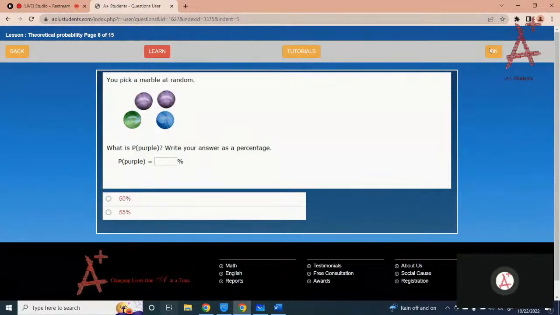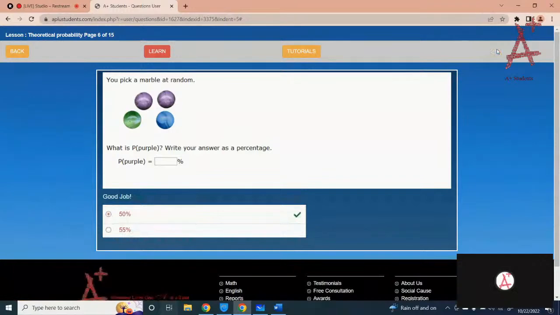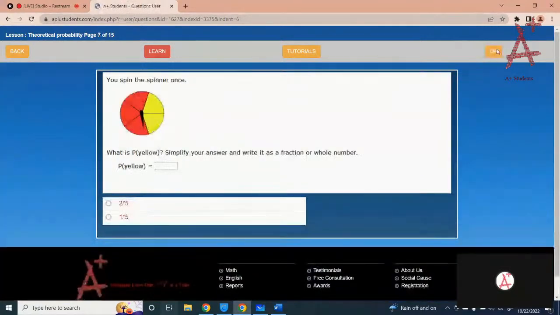Okay, so the next one is you spin the spinner once. What is the probability of getting yellow? So out of the five portions, two of them are yellow. So the probability of getting yellow is 2 over 5. Got it? Because out of the five, two of them are yellow. So the probability of getting yellow is 2 over 5. Got it?